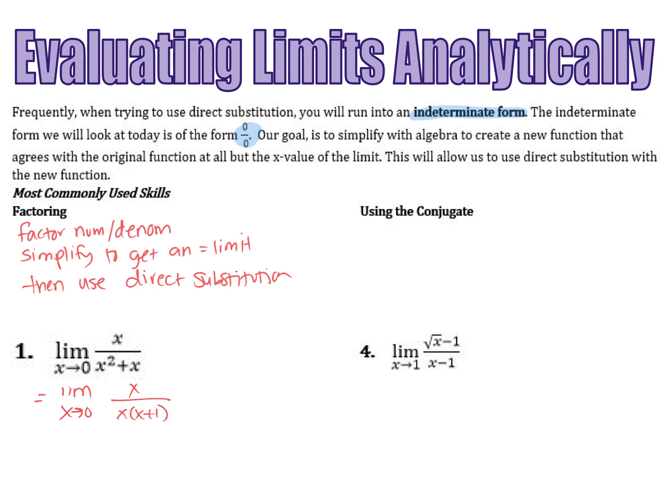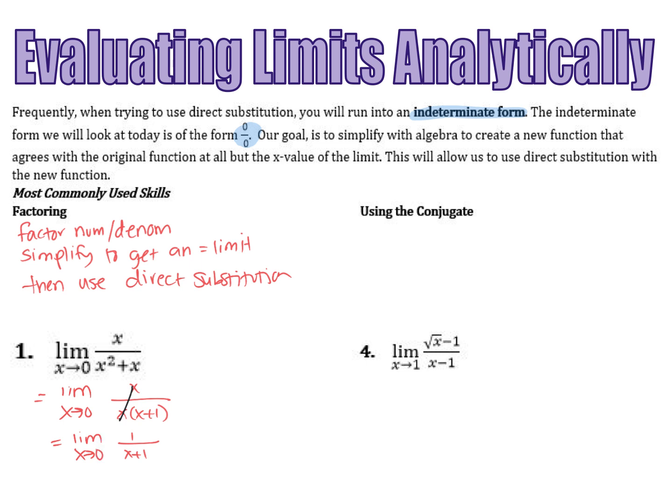What I notice is that in the denominator, I can factor an x out. And once I've done that, I can divide this x out. So this is going to give me not the same function. Well, it's going to be the same function everywhere, but at that one particular point when x is equal to 0. These two functions, x over x squared plus x and 1 over x plus 1, they're not equal, but their limits are equal. We just divided a factor out.